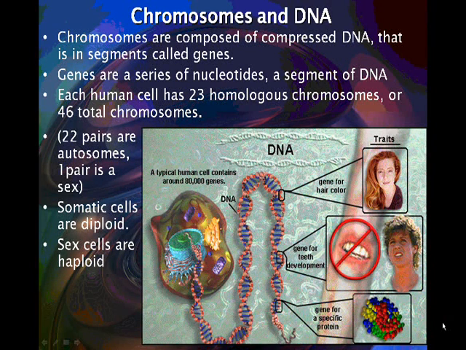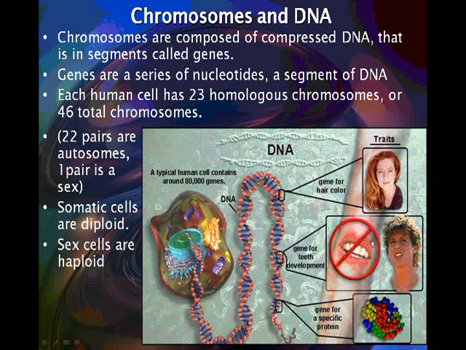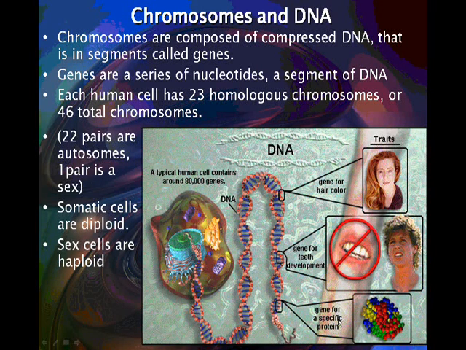Chromosomes are composed of compressed DNA, and that DNA is broken into segments called genes. So a gene is a series of nucleotides, or just a small segment of DNA. As is shown on this picture, there's only a few nucleotides that would code for hair color. Or here's the gene that tells our organisms how to have teeth developed. Or a gene for a specific protein, maybe that's used for digestion, or for eyesight, or for some other transport within your body. The typical human cell contains about 80,000 genes to tell those cells how to work on their own, but also how to work together with other genes.